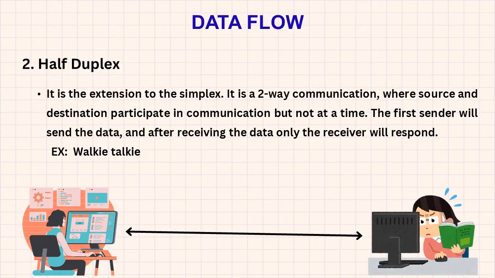Half duplex. Half duplex allows two-way communication, but only one side can send data at a time. The sender sends a message and once the receiver gets it, they respond. They take turns talking. Example, walkie-talkies. One person speaks while the other listens, then they switch.